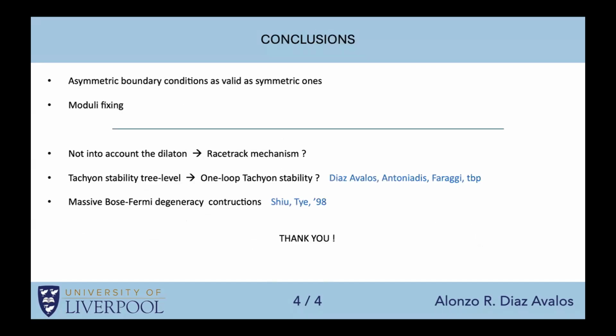So to conclude, what I want to say is that asymmetric boundary conditions are as valid as symmetric ones. This gives many new examples, many new possibilities. There are still some problems. For example, the dilaton is not taken into account. Also there is the question of tachyon stability, because what we had was tachyon-free at tree level. What could happen at one loop? For example, a massless state could acquire a mass at one loop, which is negative. And this is what we are looking into with Faraggi and Antoniadis.